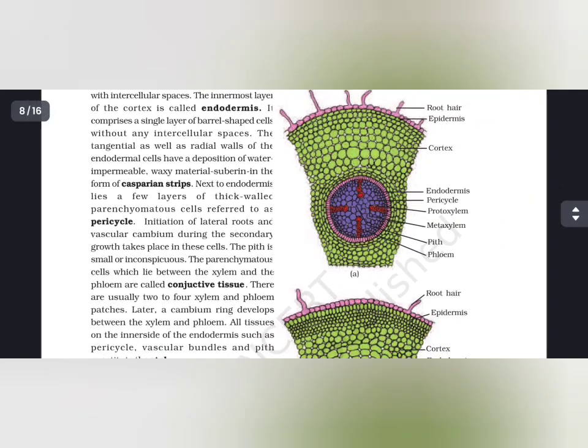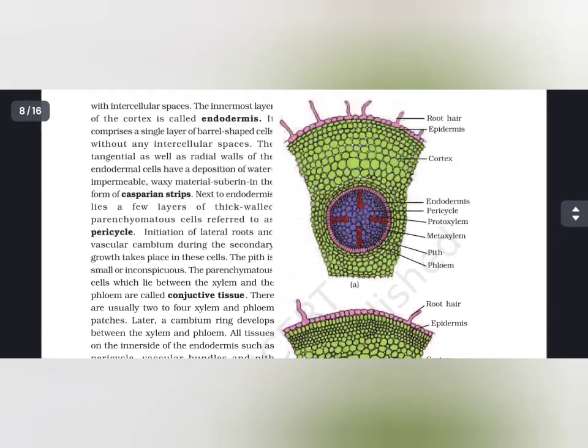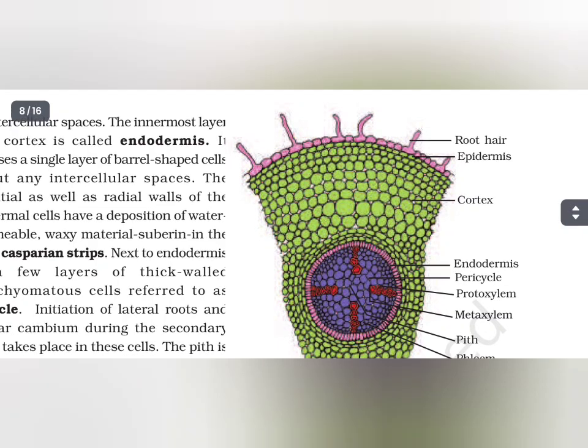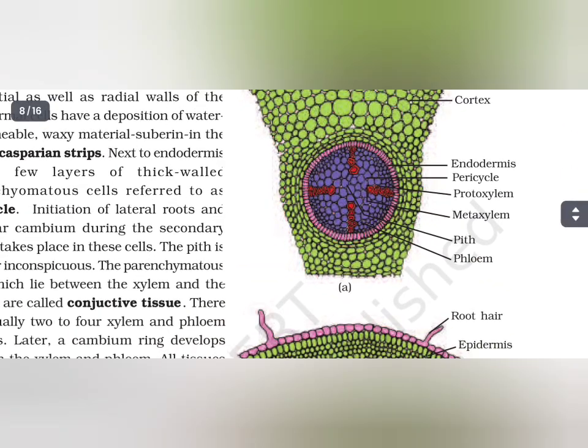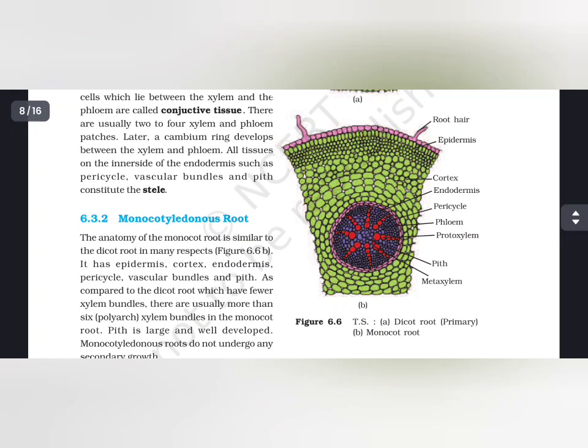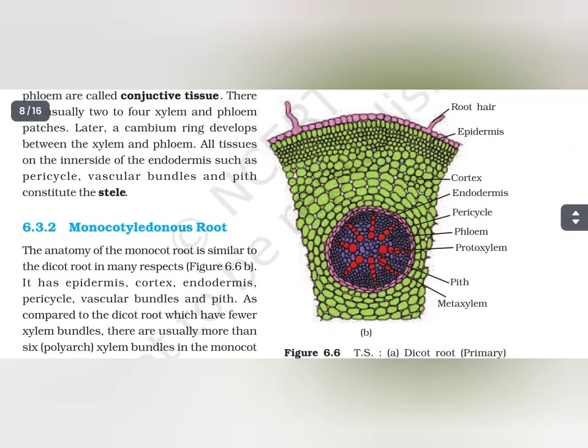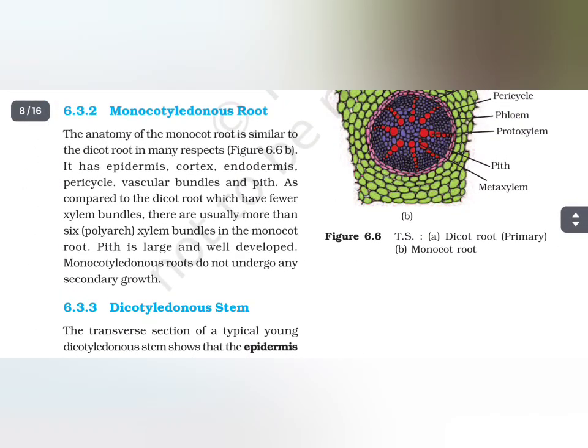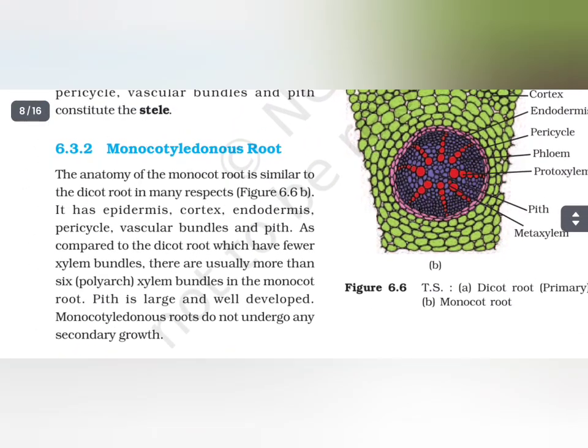This is the diagram which shows the dicot root. It has root hair, epidermis, cortex, endodermis, pericycle, protoxylem, metaxylem, pith, phloem. This is the structure of monocot root which has root hair, epidermis, cortex, endodermis, pericycle, phloem, protoxylem, pith, metaxylem. So it is monocotyledonous root.